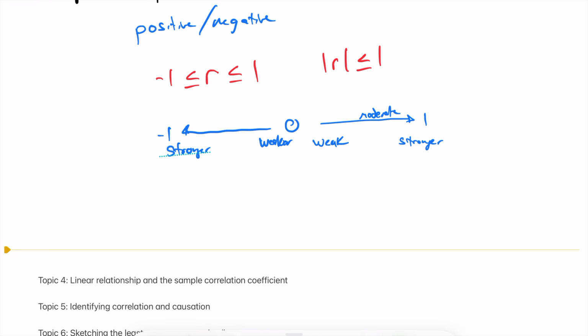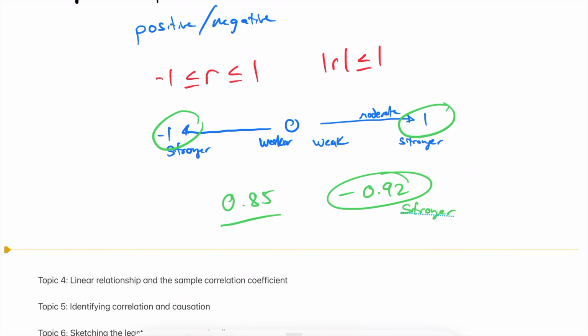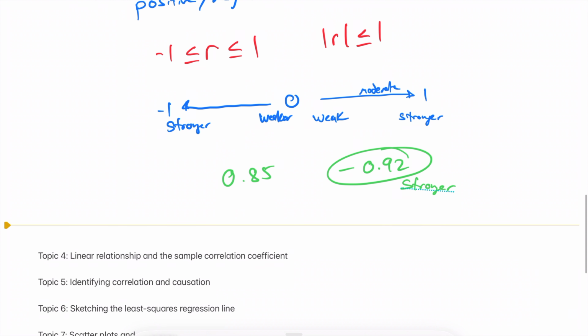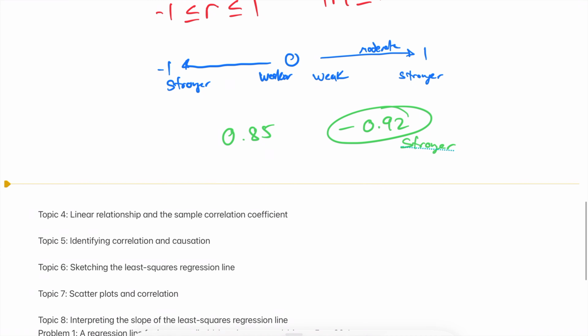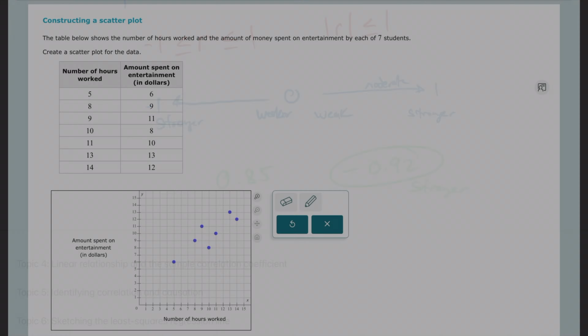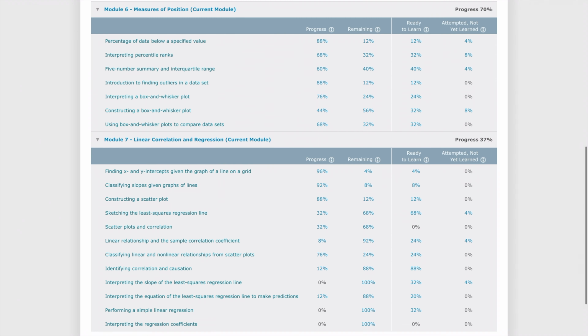The weird thing about this is if you have like 0.85 and -0.92, this one is actually stronger even though it's negative, because it's closer to -1 than this one is to 1, okay? So you look at the positive and the negative separately as you look towards the number. That number denotes how strong of a correlation you have between the variables. And I think the next topic is going through some of those different ones and what they look like.